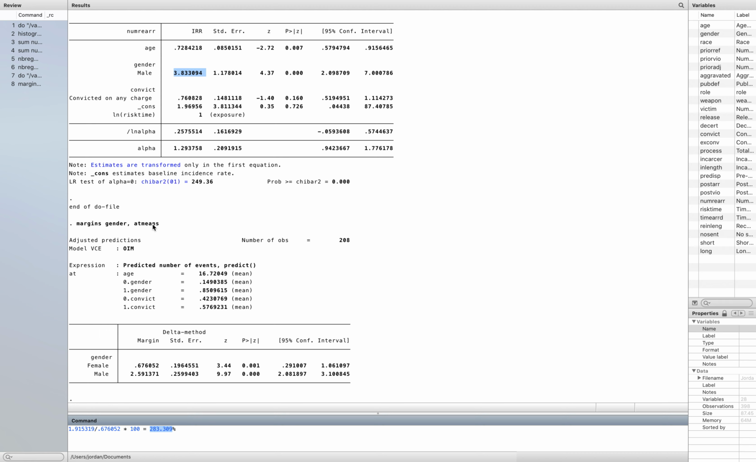So here we held it constant, we just held it at its means. If you're looking at the difference between males and females in terms of the rate of reoffending, you see it's a 283% difference between them. And you can come up with predictions for any value, for stuff that we've done in class. You know how to do those things. I'm not going to bore you with everything else.